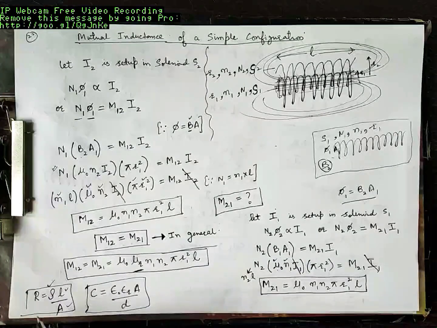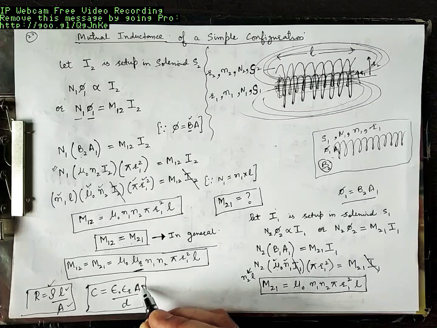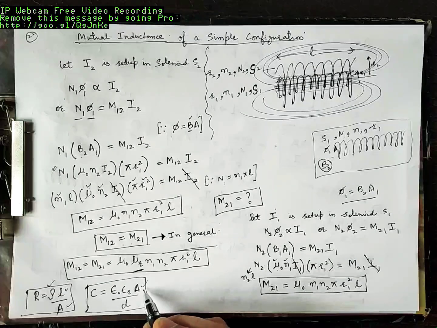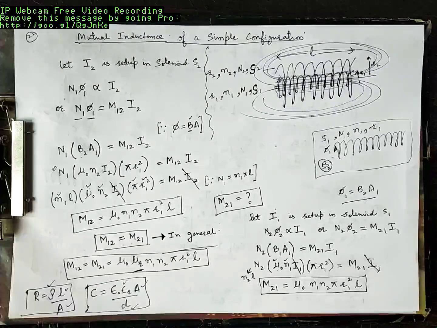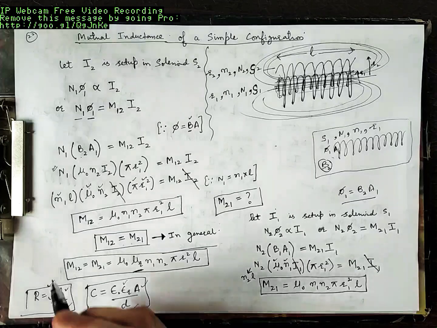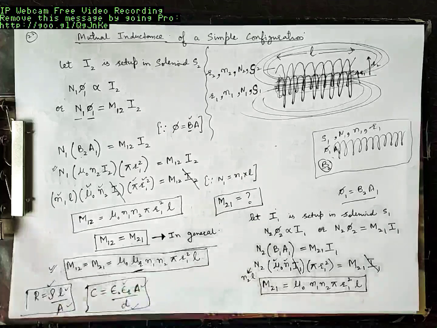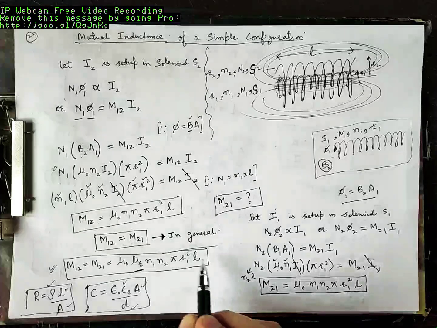Does resistance depend upon current? No. Does resistance depend upon voltage? No. Similarly, when we derived the expression for capacitance, capacitance depends upon the area of the plates, distance between the plates and the material in between the plates. Does capacitance depend upon voltage? No. Does capacitance depend upon current? No. Now the expression for mutual inductance also does not depend upon current or voltage.